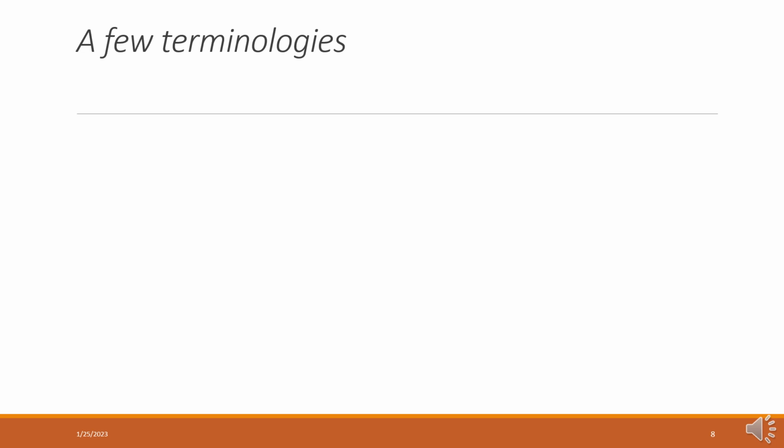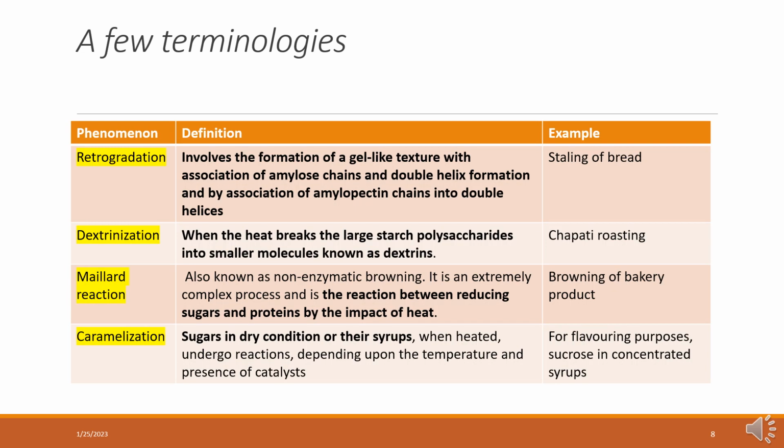A few terminologies that are important for exams are retrogradation, dextrinization, Maillard reaction, and caramelization. In exams we are mostly asked about the process or the type of cooking where this phenomenon usually occurs. Retrogradation occurs mostly in staling of bread. If you keep bread in a refrigerator or just at room temperature for 2-3 days, the texture gets hardened, so that is retrogradation happening.